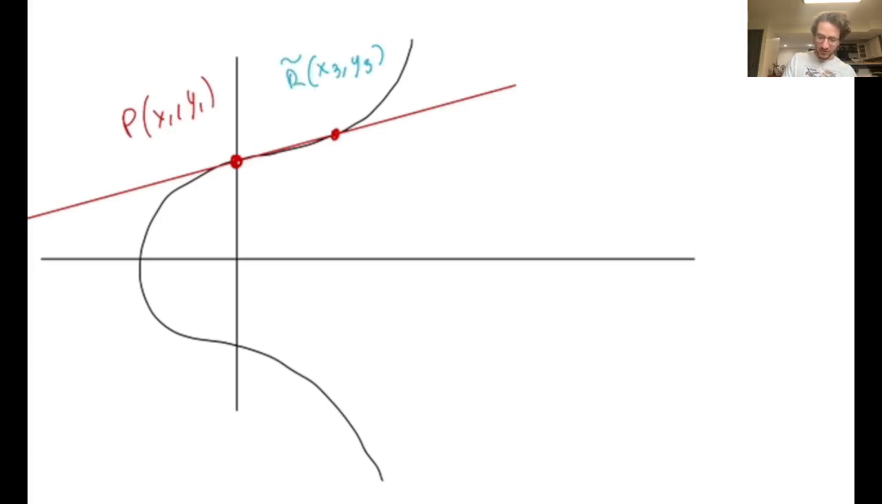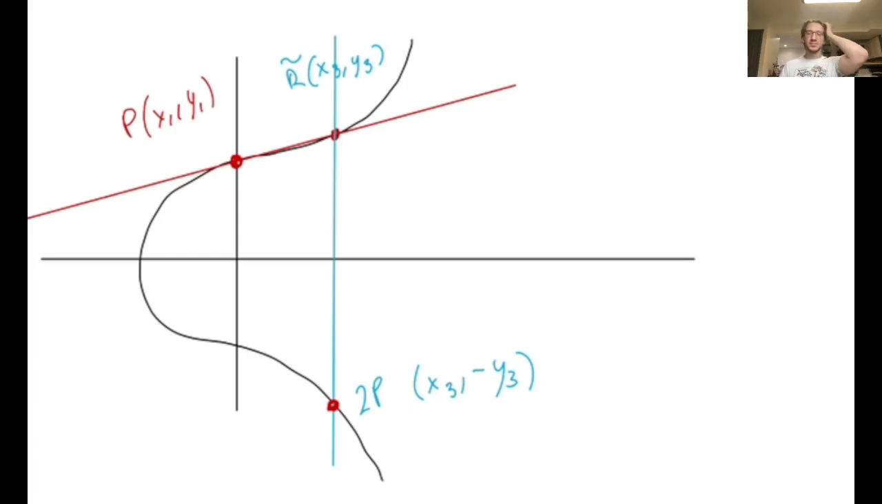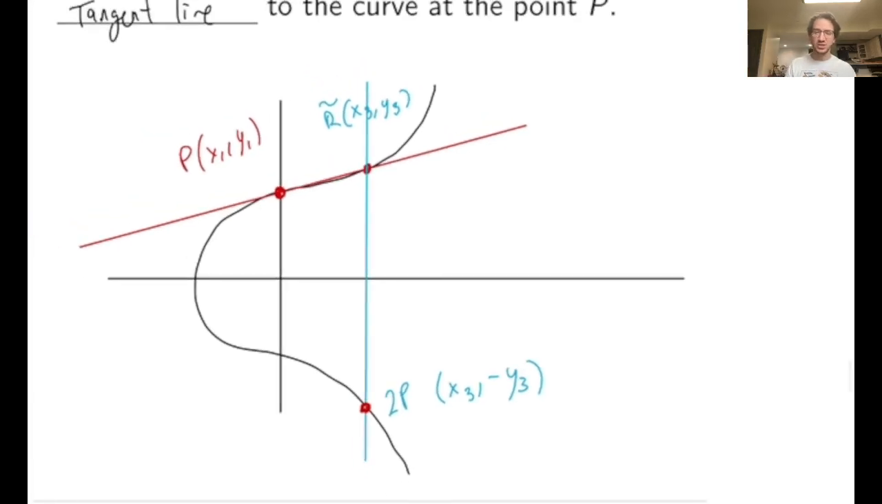And then I'll flip that about the x-axis again. This point down here is the point 2P, which has coordinates x3 comma minus y3. Okay, so the only thing we need to do that's different than what we did before is we need the slope of this tangent line.